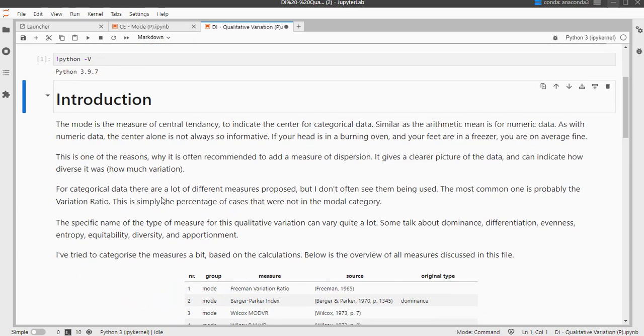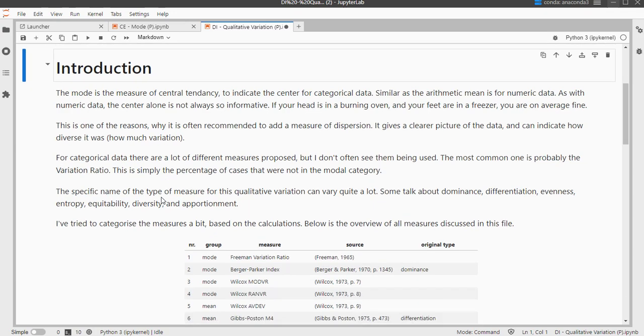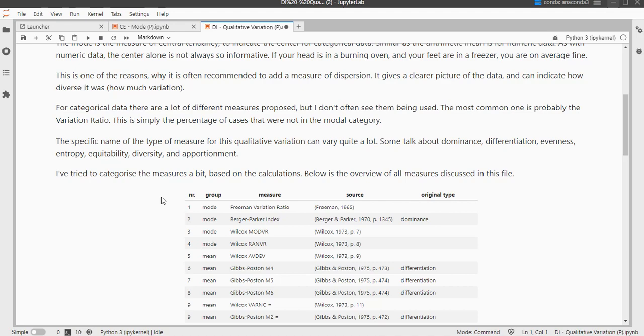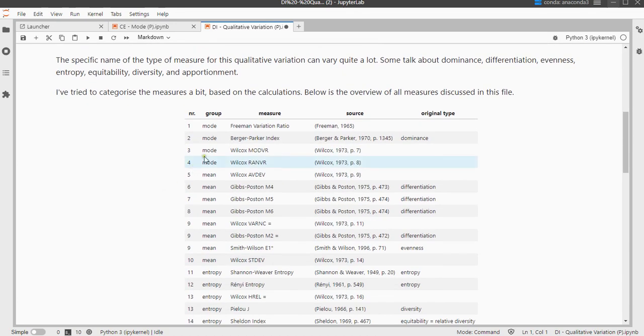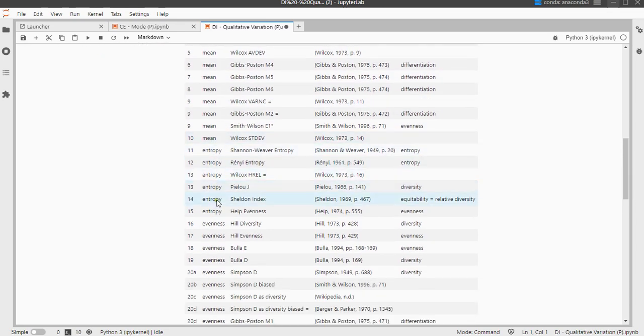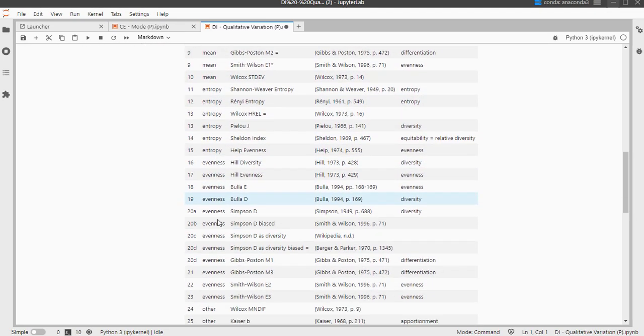There are quite a lot of different measures. I'm not going to go over exactly which one you should be using or not. I'm just going to show you how you can actually determine the value of these. I try to group them a little bit myself. Some are based on the mode frequency, some are based on the average frequency, some are based on something known as entropy, and you have so-called evenness measures.